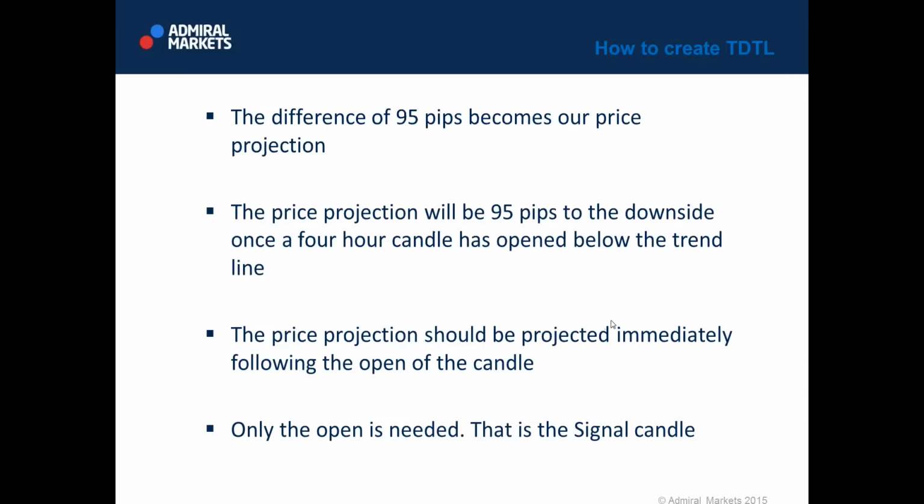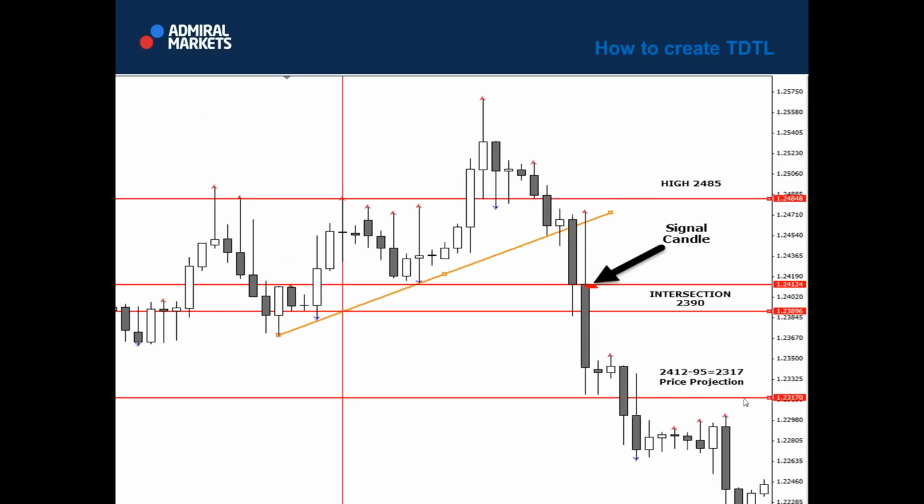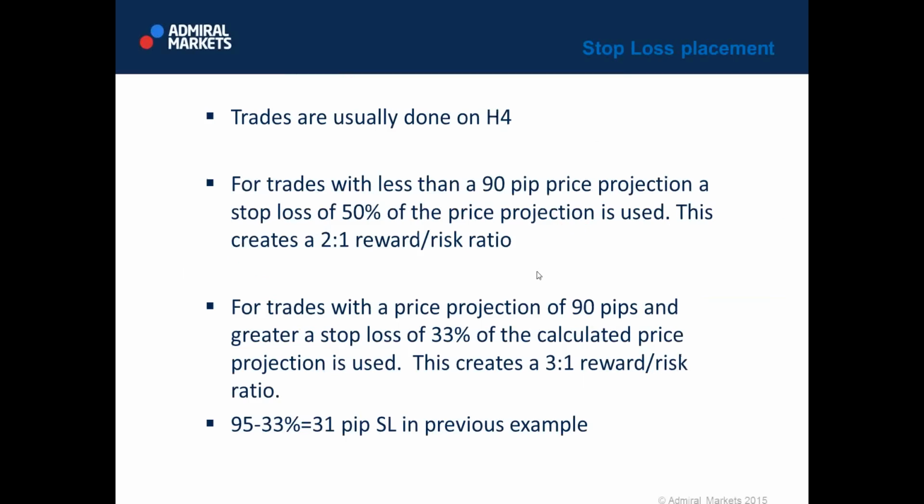Once the candle closes, and then the candle opens, the candle closes below, in this example, below the trend line, then immediately at the open, you do your price projection. So only the open is needed because that is the signal candle. Price projection is 23.17 for our example. And you can see that the price has been hit.